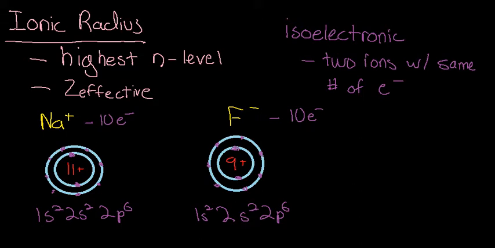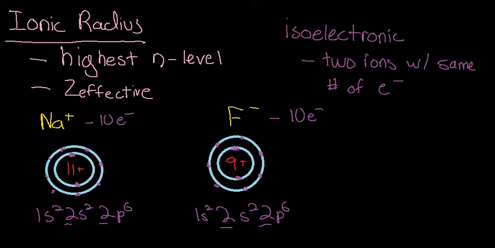So what's going to account for the difference? Well, it's not the highest n level. We can see that both of these have the highest n level of 2 in both cases. So that's not going to be it. So it's actually going to be the Z effective. How much of a charge do these outer electrons feel?